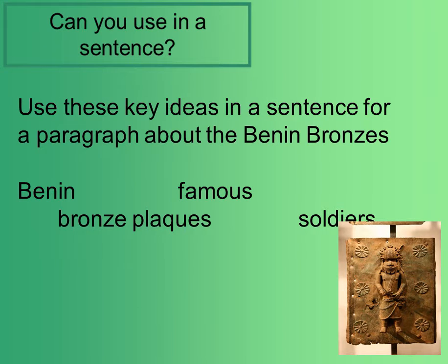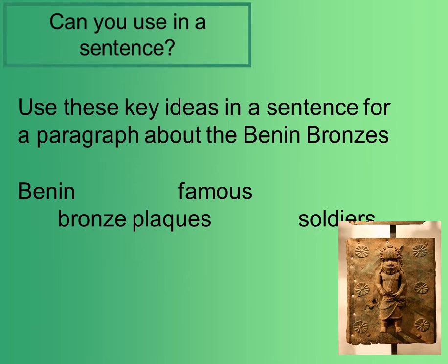Now, what about using these key ideas in a sentence for a paragraph about the Benin bronzes? So we've got the word Benin, famous, bronze plaques, soldiers. And then we've got a picture of that bronze plaque featuring the soldier. So you could juggle those words around into any order and come up with a really good sentence. You could say, the famous bronze plaques in Benin showed pictures of soldiers.